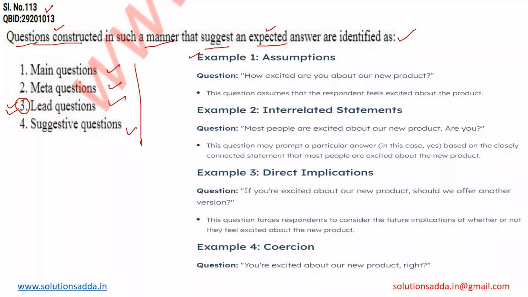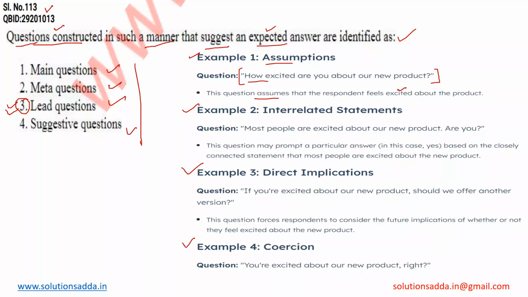So here are some examples from the lead questions category. One of the examples is one in which we are assuming the respondent's answer. Here the question is designed like this: how excited are you about our new product? So here we are assuming that the person is quite excited about our product. So we are directly asking another person how excited are you. This question assumes that the respondent feels excited. Yes, we are taking it in a positive way.